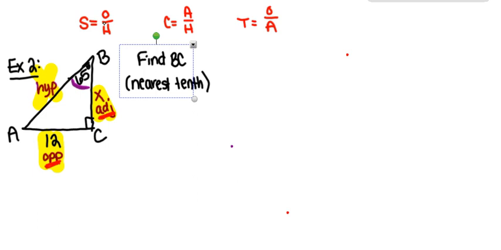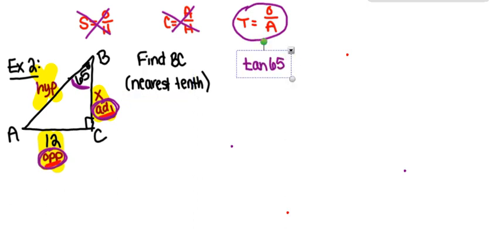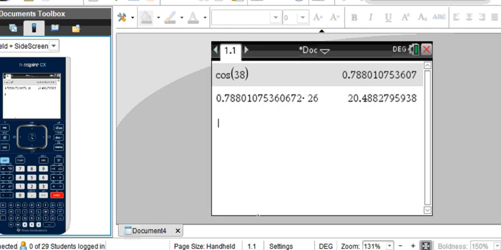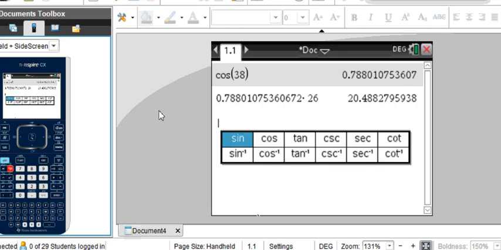Sine, not going to work because I need O and H. Cosine, not going to work because I need A and H. The trig ratio that deals with adjacent and opposite is my tangent trig ratio. So that's the one that I'm going to use for this problem. So tangent of 65 degrees is equal to my O, or my opposite, which is 12, over my A, or adjacent, which is x. I'm going to go back into my calculator, and this time I'm going to type in tangent of 65 degrees.